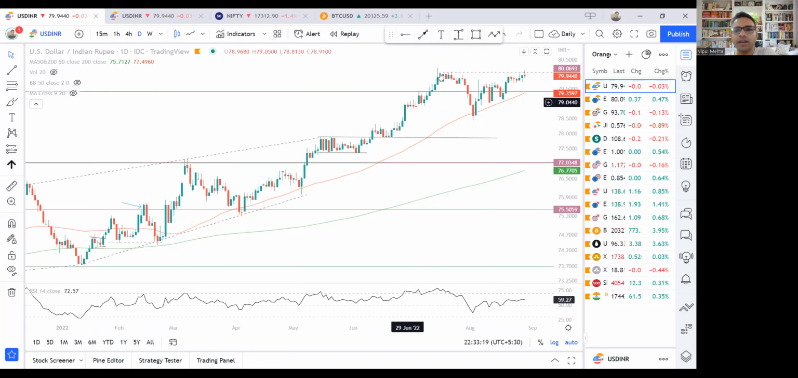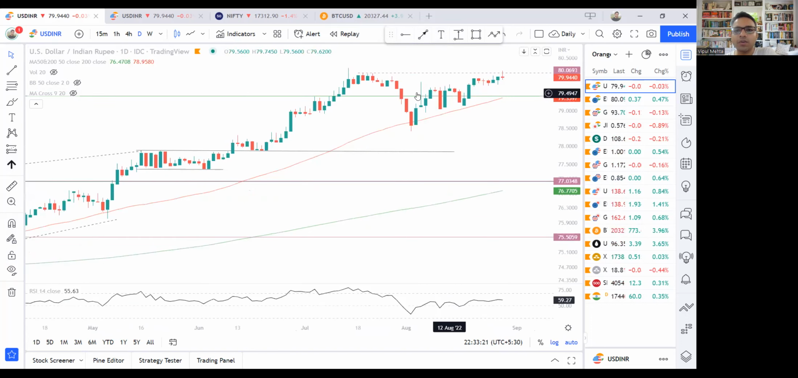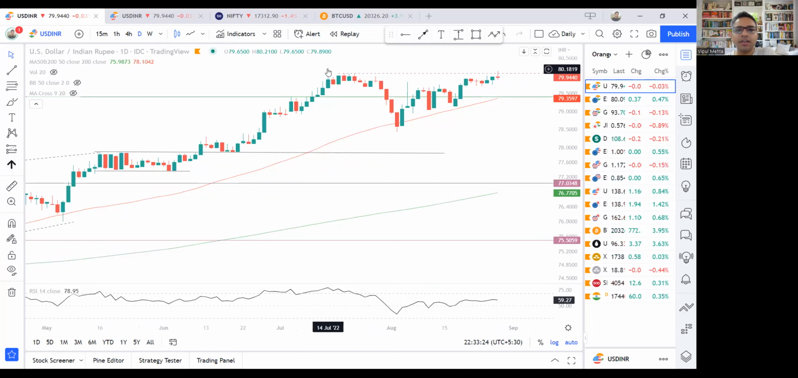Okay, this previous high. Although we have not really breached this high yet, 80.21, we have already breached this high. So to be on the safer side, this bullish trade, in a way, is already done. We have already met the target of this particular 50-day moving average long bullish setup.